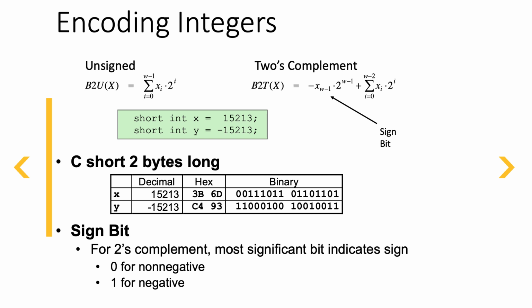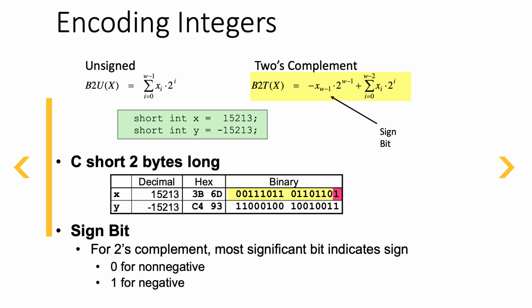So let's start with x, and our value of x is 15,213. Now let's go over and look at the binary. Recall that in C, a short is 2 bytes long. That means we have 16 bits to work with, so in our functions the value of w will just be 16. A short can have negative numbers, so we're going to be looking at the B2T of x. That's our 2's complement.